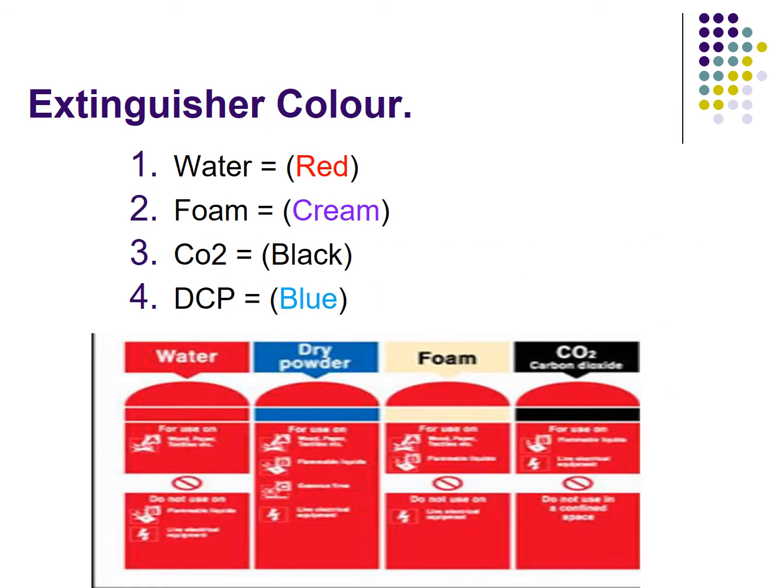Extinguisher color: water red, foam cream, CO2 black, DCP blue. Here in the picture you can see CO2 has a black strap, foam has a cream, dry powder has a blue, and water has a red. I'm not talking about the cylinder body, but there is one symbol, one strap that is marked according to the type of fire extinguisher.